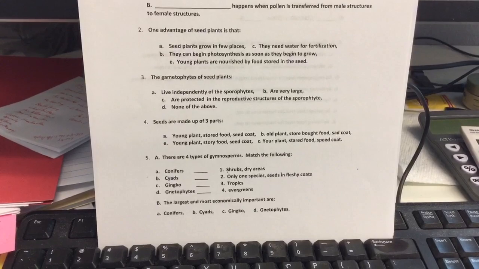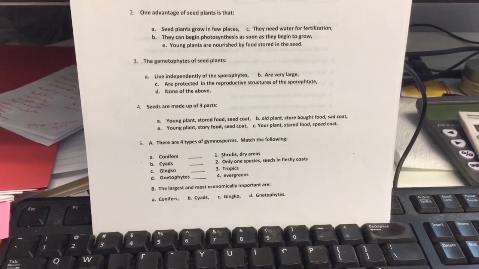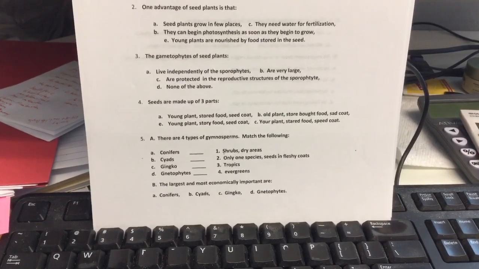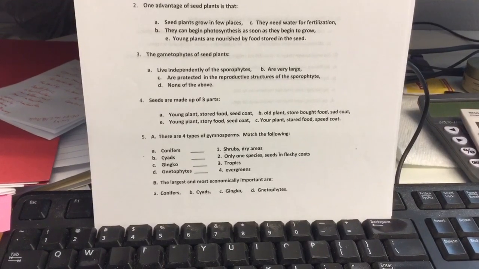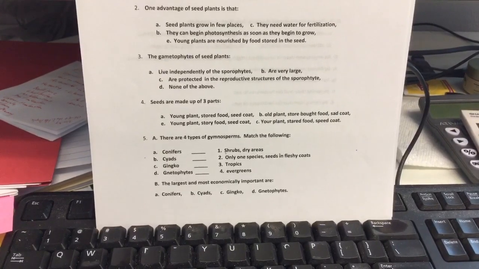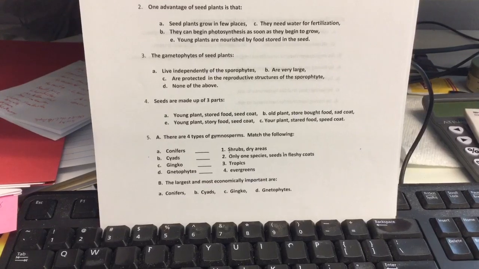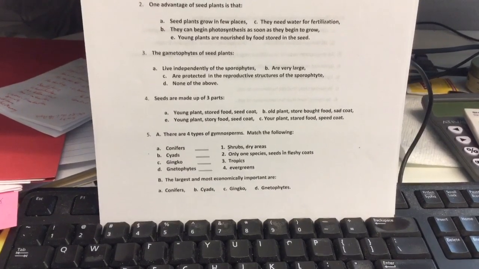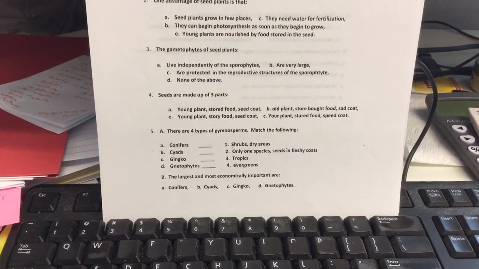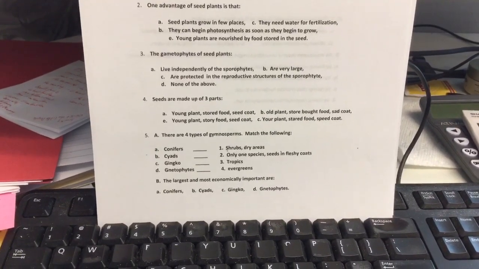Number 4, seeds are made up of 3 parts. A, young plant, stored food, seed coat. B, old plant, store-bought food, sad coat. E, young plant, story food, seed coat. Or C, your plant, stared food, speed coat. You could find the answer to this on 309.